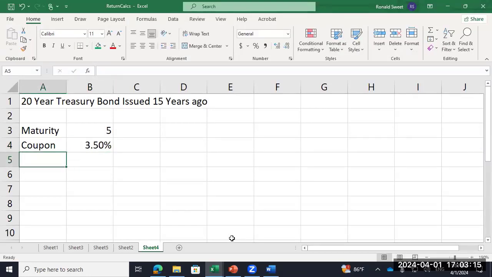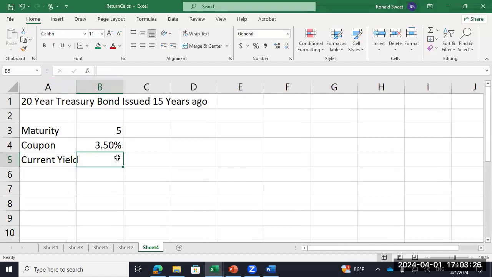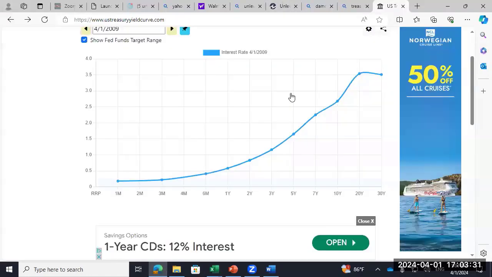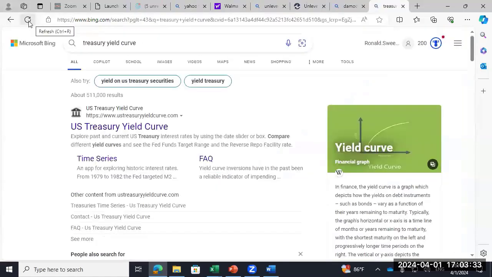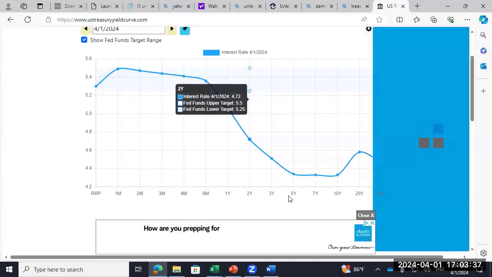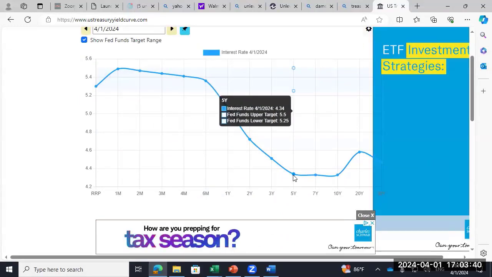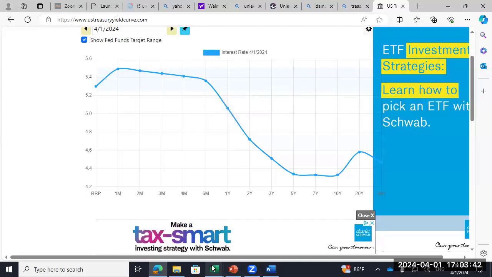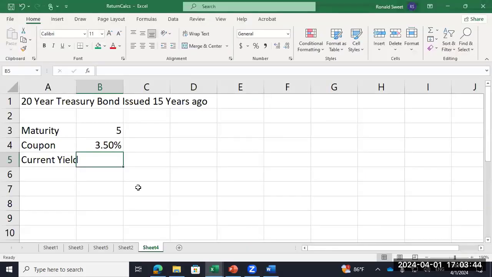Now we're going to do a 5-year bond, right? Because now it's 5 years left. What's the current yield on this bond? What are 5-year bonds paying? We're not going to use the current 20-year bond, right? Because this is not a 20-year bond. This is a 5-year bond. So we go back. What's the current discount rate on a 5-year bond? 4.35. Let's just use 4.4.